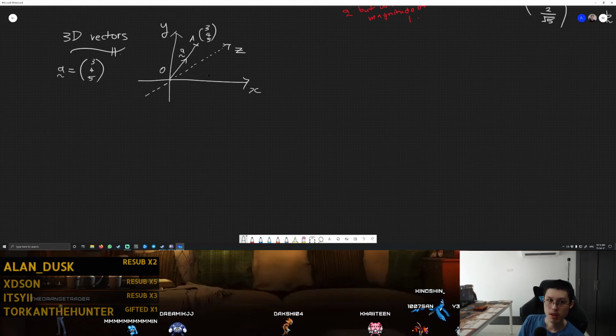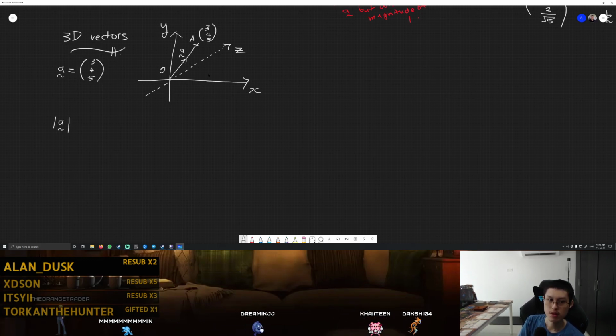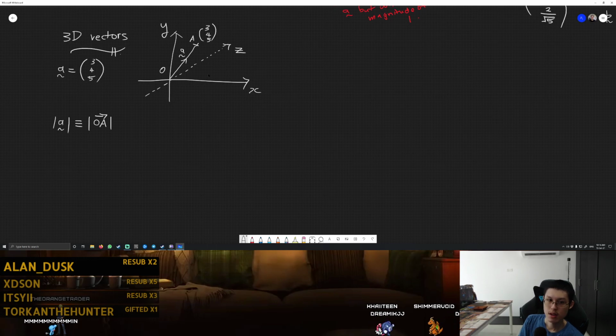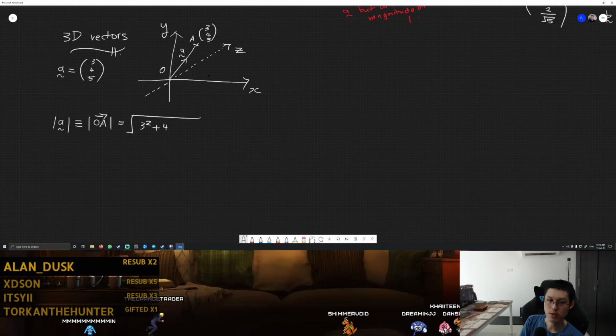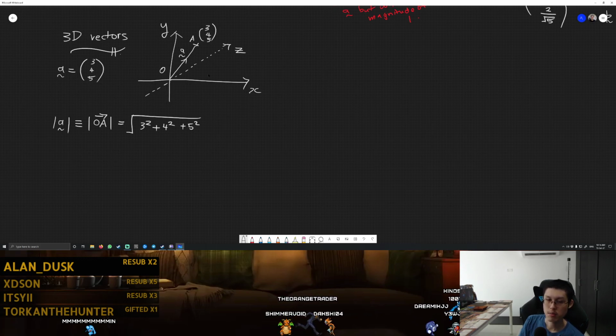Okay. Now, how do we find the magnitude of a three-dimensional vector? The answer is you would take 3 squared plus 4 squared plus 5 squared. What actually is happening here is you're doing Pythagorean theorem twice. So this is going to be a bit tricky to explain, but I'll try my best.